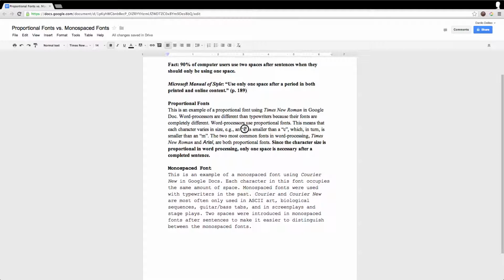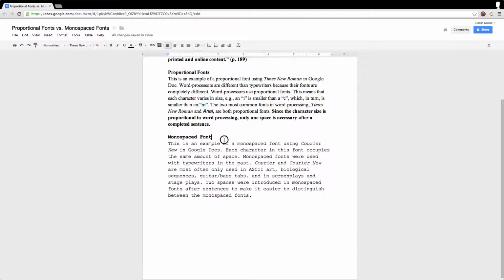This means that each character or letter has a different size. For example, an I takes up a different space than a C, which takes up a different space than an M. Times New Roman and Arial are both examples of proportional fonts. However, most people believe that they're still working in a monospaced font, in other words, a typewriter font.